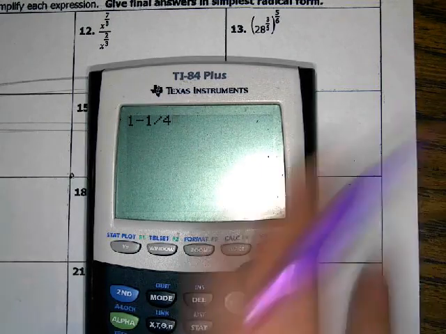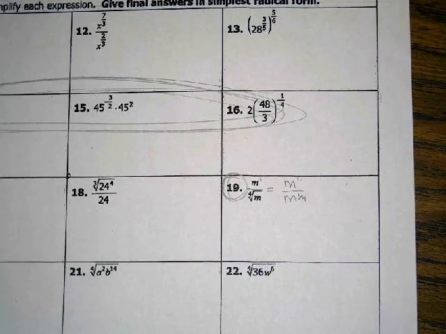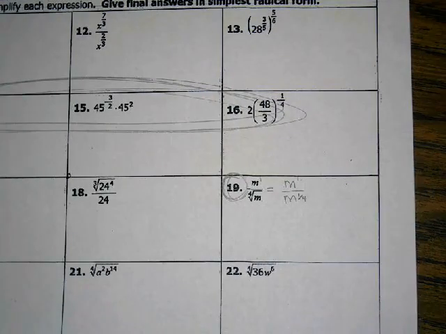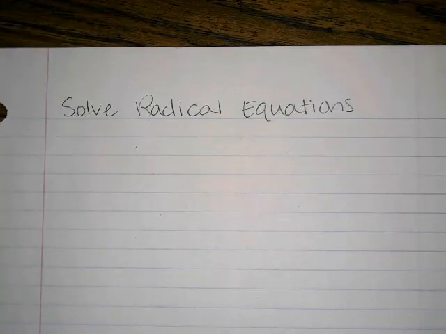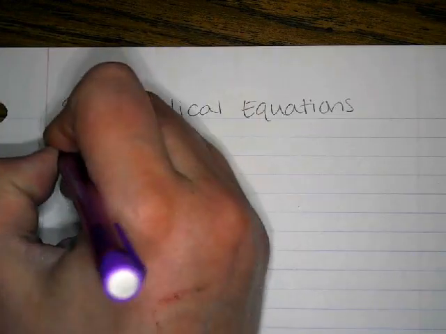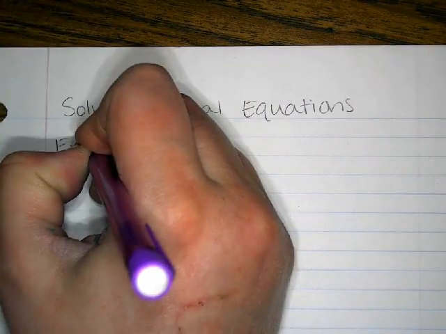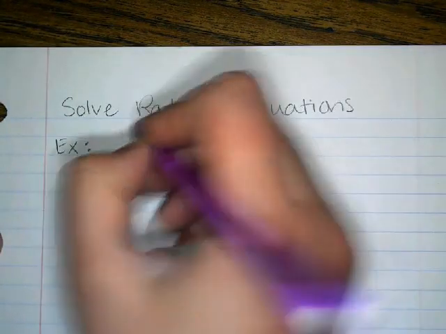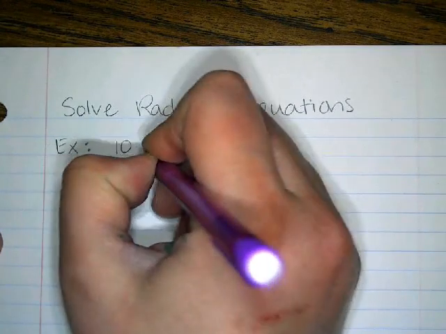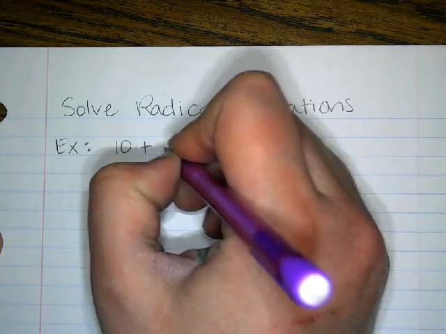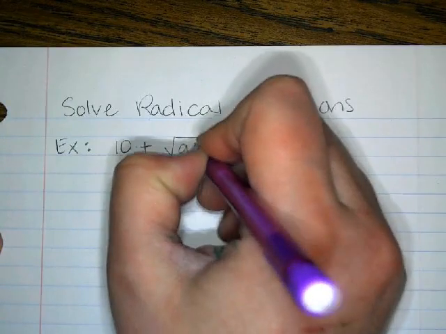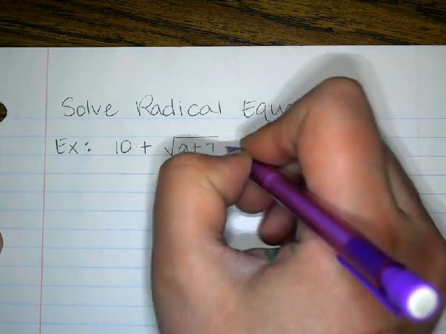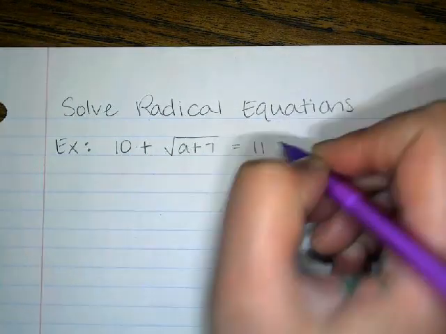All right, we're going to go ahead and take some paper out so we can do the next. Okay, so for the first problem, we're going to do 10 plus square root of a plus 7 equals 11.